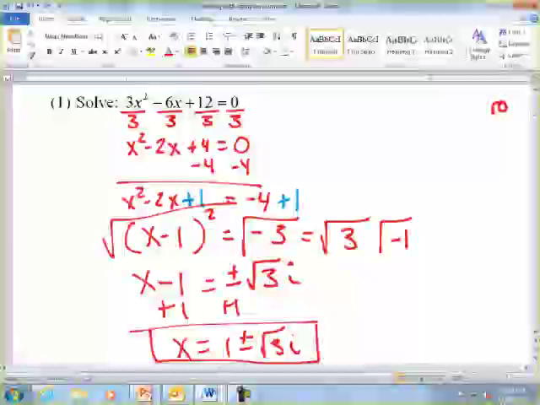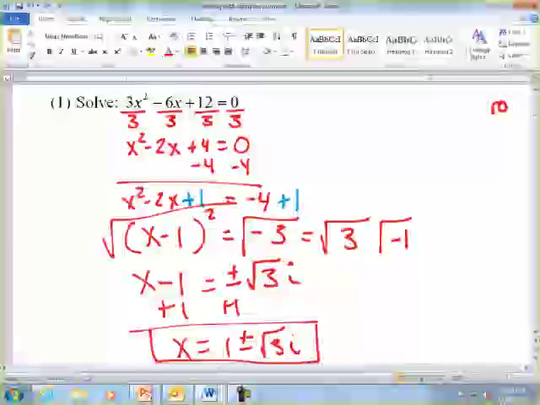The i should be the very last thing we write. It's not wrong to do it the other way. It's just not the standard procedure of doing things. But I wouldn't mark it wrong if you did them backwards, as long as you don't actually add them together and make it like the square root of 4. We can't do that. Okay?